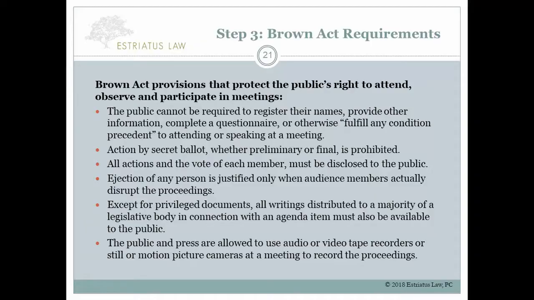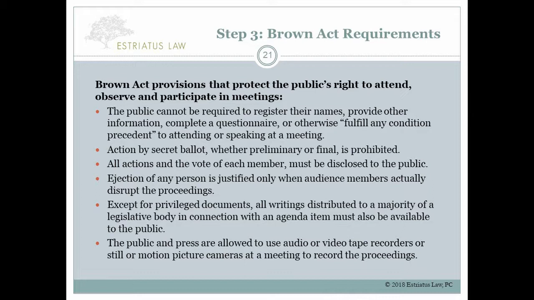A number of the Brown Act provisions cover protections of the public's right to attend, observe, and participate in the meetings of legislative bodies. The public cannot be required to register their name or provide any other information as a condition precedent to attending or speaking at a meeting. There can be no action by secret ballot, whether preliminary or final. All actions and the vote of each member must be disclosed to the public at the time it's taken. Ejection of any persons is justified only when the audience members actually disrupt the proceedings.